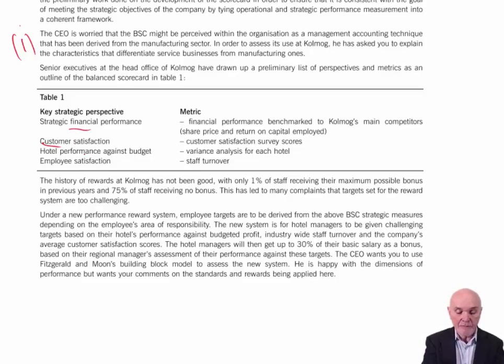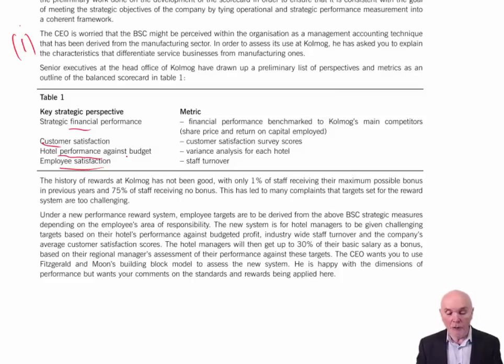Down here, this is not quite the name of it, but it would normally be called the internal business perspective. So presumably what this is getting at is how well the hotel is doing against budget, which is what they've taken as an internal business perspective. And then we have employee satisfaction, which they have taken as the perspective that really should be innovation and learning. So they haven't quite got it right. They haven't actually done the balanced scorecard, and they're not doing it very well at all.